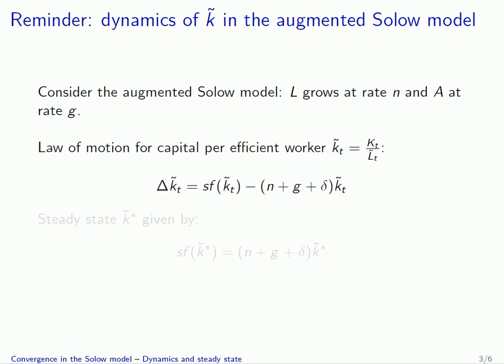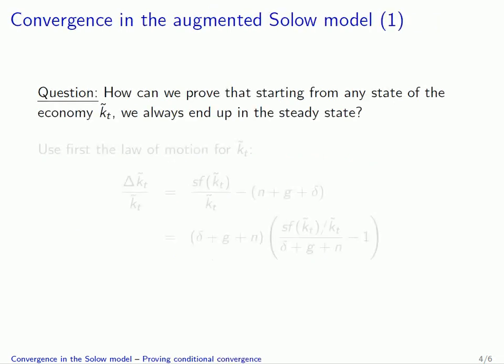And we have this law of motion for capital per efficient worker, k tilde_t. The variation of k tilde_t is due to savings and is due as well to capital depreciation and dilution. At steady state, the variation in k tilde is equal to 0, which means that savings are equal to the capital dilution and depreciation effect.